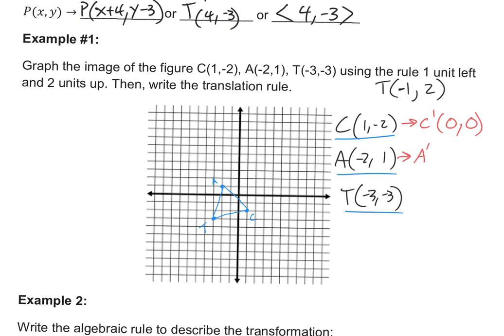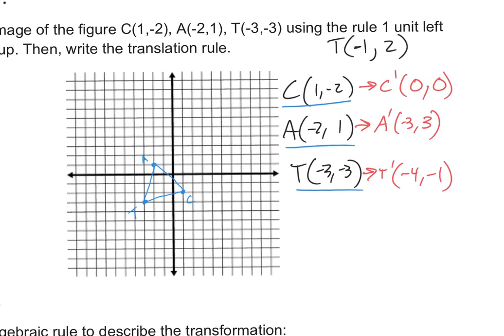And then A prime is going to become -1 and -2 makes -3. And 2 and +1 makes 3. And then let's do T prime. -3 and -1 makes -4, and -3 and +2 makes -1. And then we could go through and we can plot all these points.